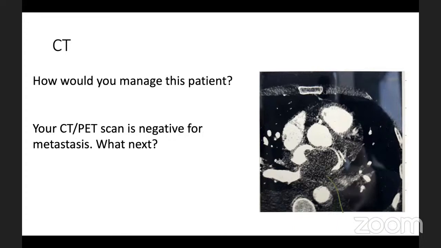I'll take the patient to remove the mass if the pan CT came negative. Yes, that's enough. Excellent. So how would you counsel the patient? What are you going to tell her?